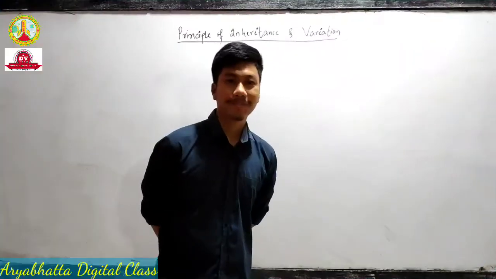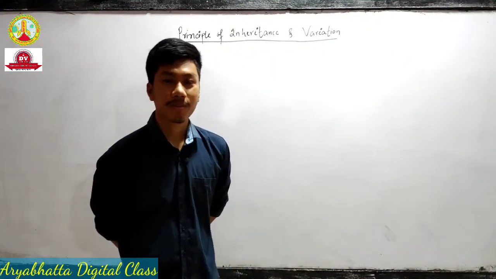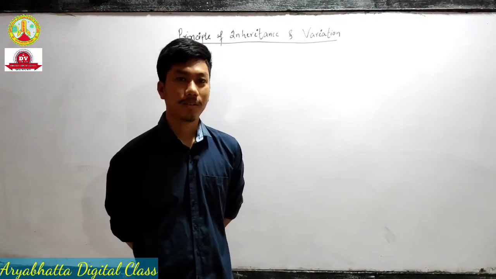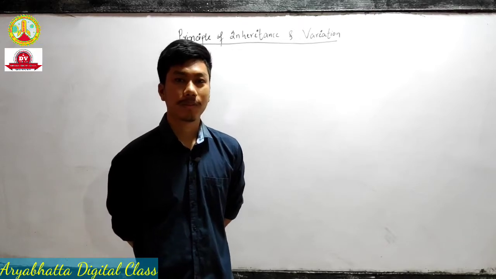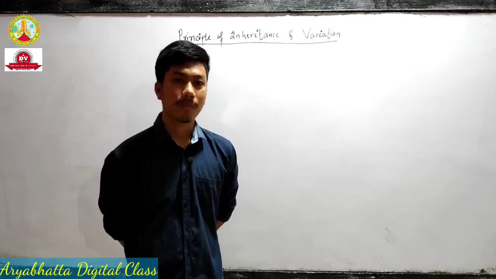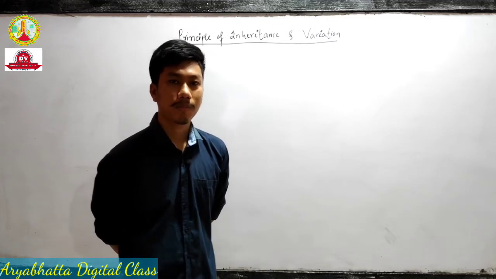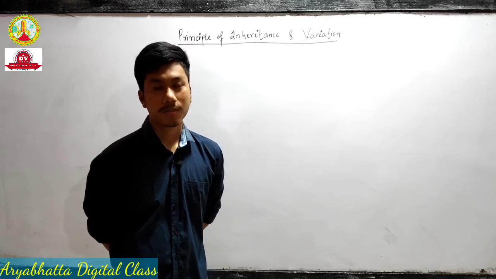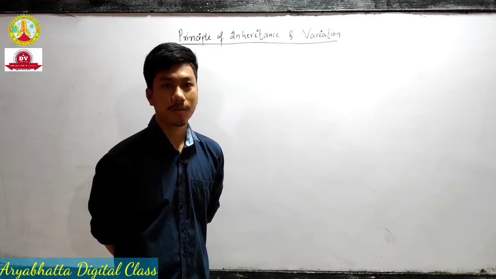So welcome back everyone. We are discussing the principles of inheritance and variation. In last class we discussed the basic things of Mendel. We have seen the failure of Mendel's work, the success of Mendel's work, and the reason for selection of pea plant, and we have seen 7 contrasting characters. Then we have seen some important terms. Then we have discussed Mendel's laws of inheritance.